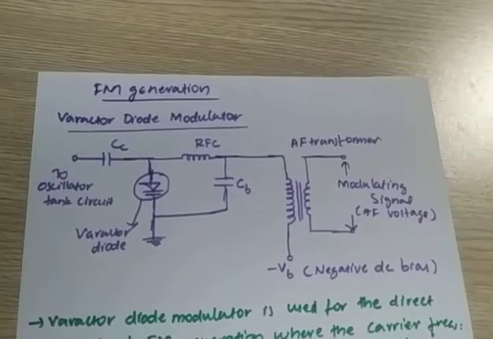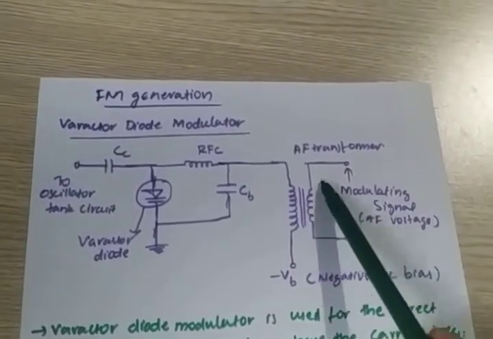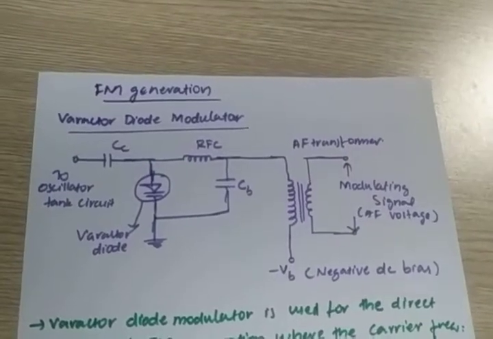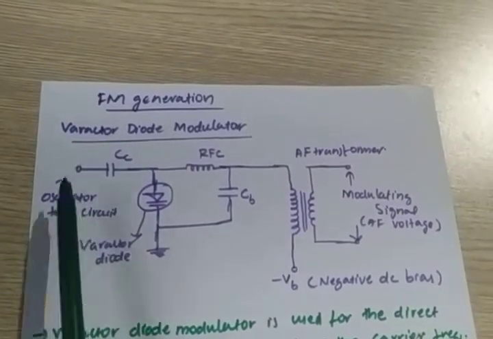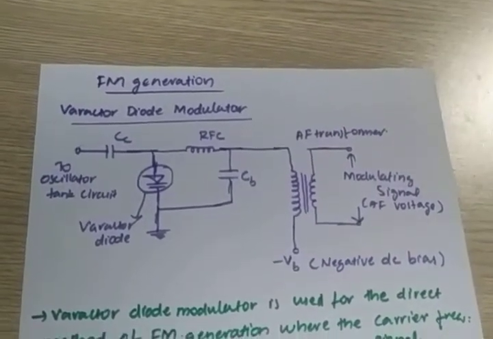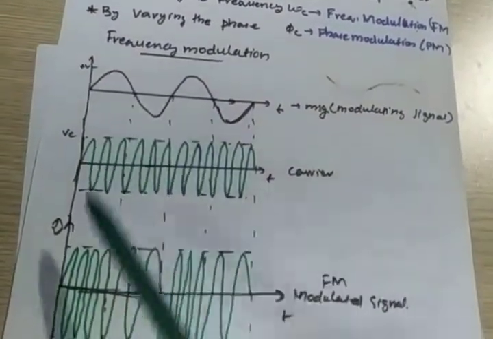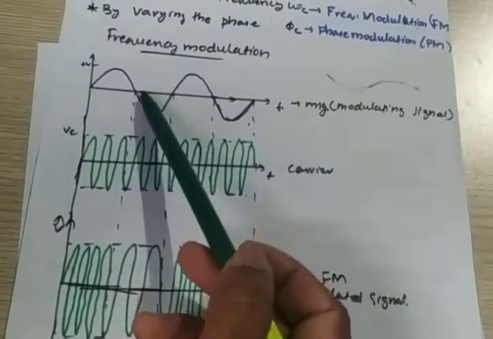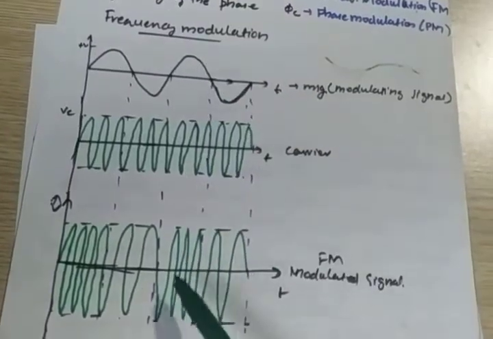That is, indirectly, as the amplitude of your message signal is increasing and decreasing, correspondingly your frequency is varying here. Okay, that is the idea of the amplitude of your message. Look at this diagram. As the amplitude of your message is increasing, the frequency should increase. As the amplitude decreases, the frequency should decrease.